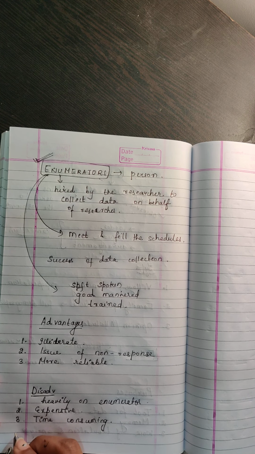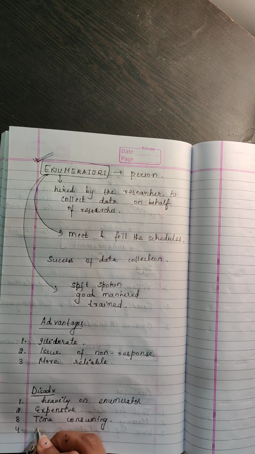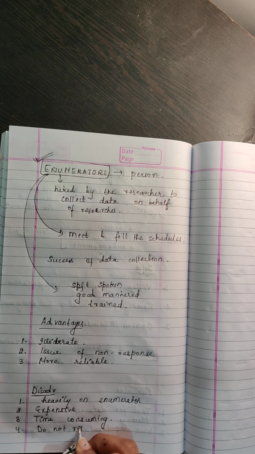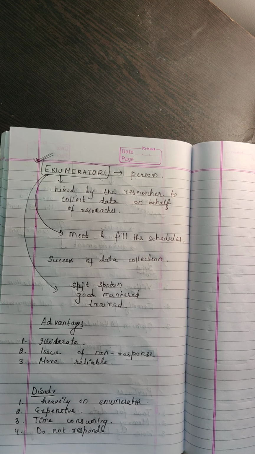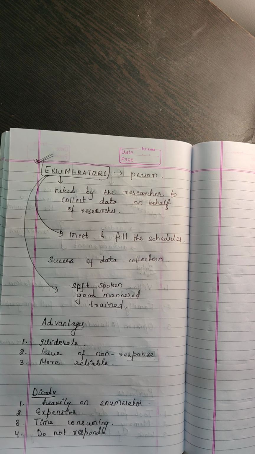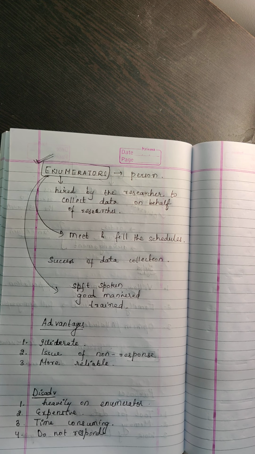Another disadvantage is that sometimes people do not respond to certain questions irrespective of whether the enumerator is present or not. Suppose there is a personal question, then they might not be happy or willing to answer such questions.